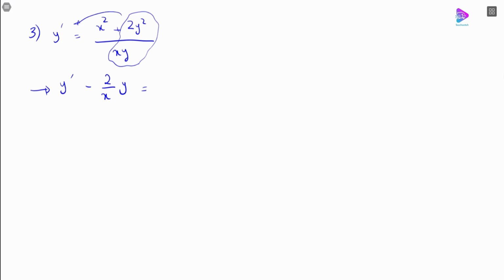This time y' = (x² + 2y²)/(xy). So let's open this up. y' - 2/(xy)... basically I'm going to bring this term to the other side, equal to x/y. As you can see, α is equal to -1 now, right? 1/y equals y^(-1).